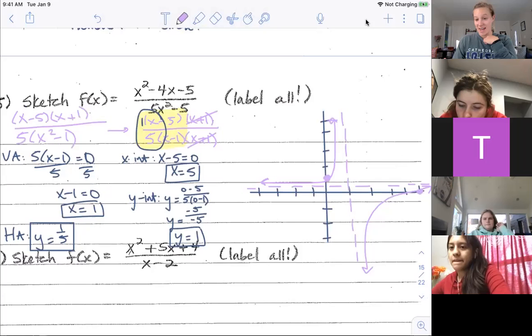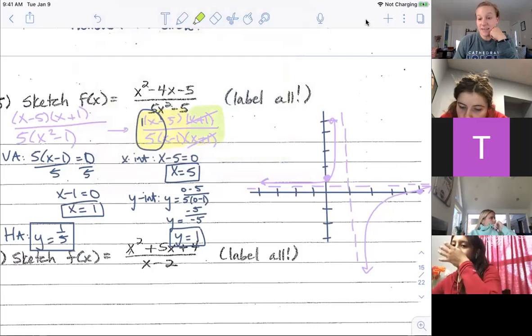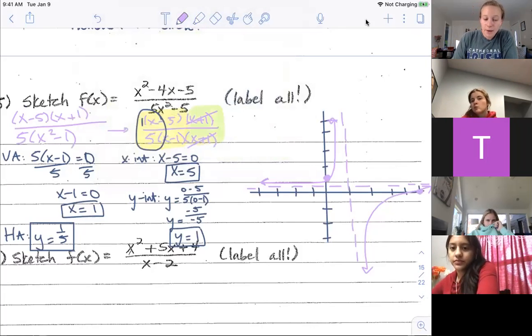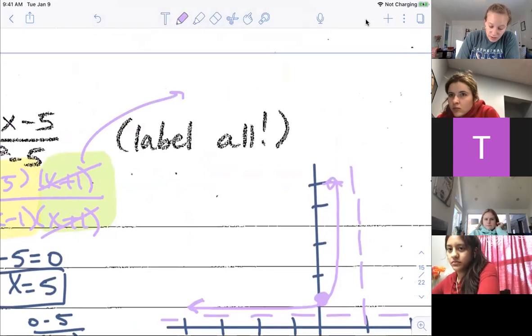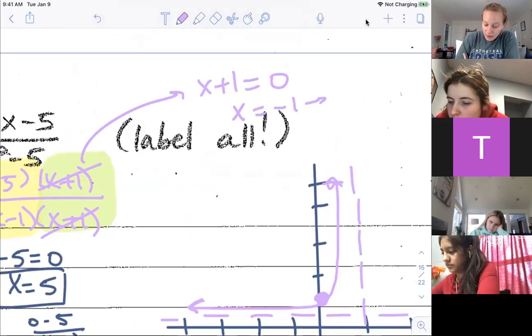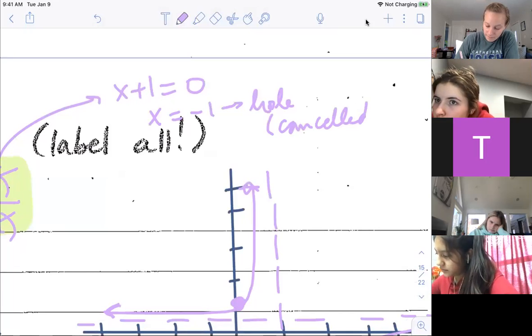What I'm going to add today is you saw that we had this canceled factor right here. It still matters. I don't know if you learned this in Algebra 2. When we have a canceled factor, that gives me a hole or an open circle in my graph. So you set that factor equal to 0, and that gives you a hole in your graph. x plus 1 equals 0. So at x equals -1, there will be a hole, and that comes from my canceled factor. So we used our canceled factor to find that.